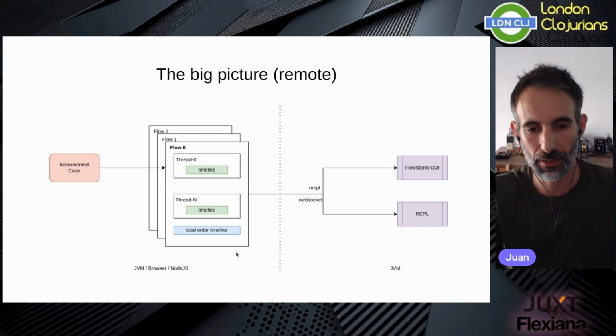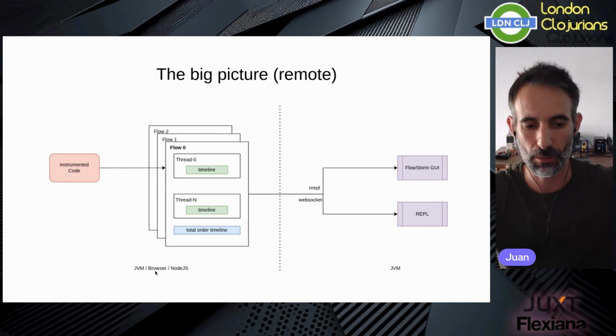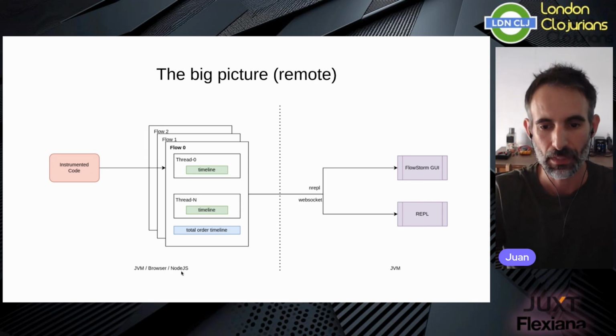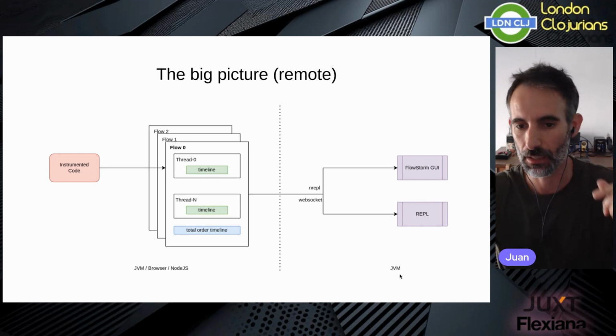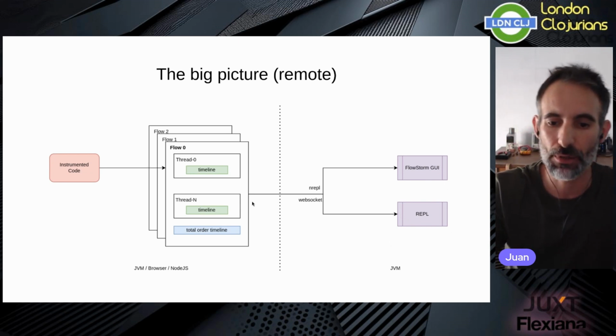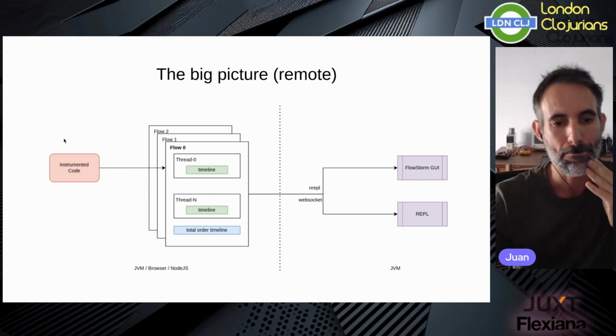That allows this thing to be, for example, on a remote JVM across the internet, or on a browser, or in Node.js, while using the FlowStorm UI or the REPL API, which is going to run on the JVM and connect remotely via REPL and WebSockets. So this is like the big picture, remote.